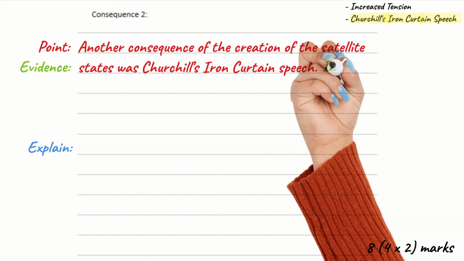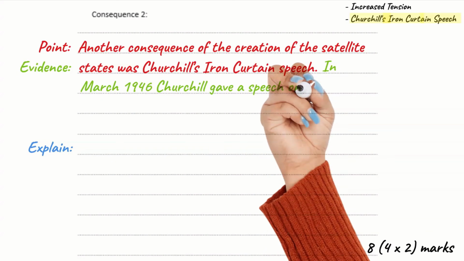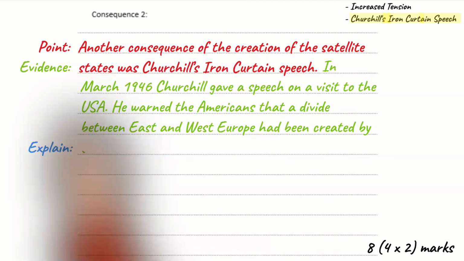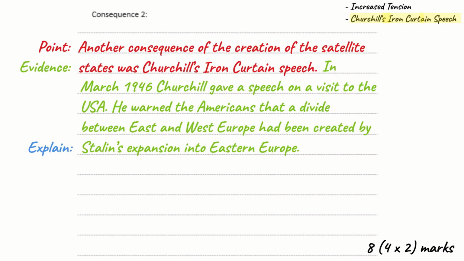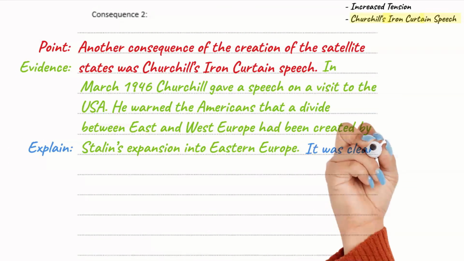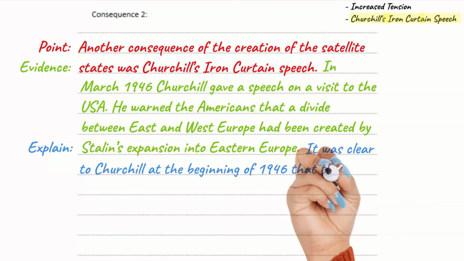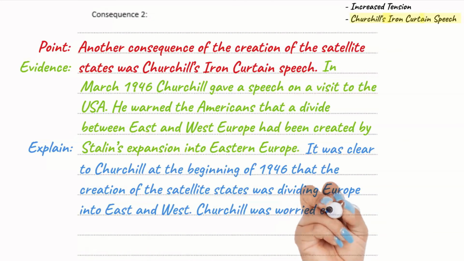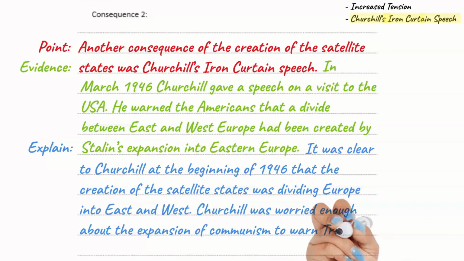In March 1946, Churchill gave a speech on a visit to the USA. He warned the Americans that a divide between East and West Europe had been created by Stalin's expansion into Eastern Europe. So now I just need to add my explanation, linking the 2 events, and then we're done. So I've written, it was clear to Churchill at the beginning of 1946 that the creation of the satellite states was dividing Europe into East and West. Churchill was worried enough about the expansion of communism to warn Truman publicly.